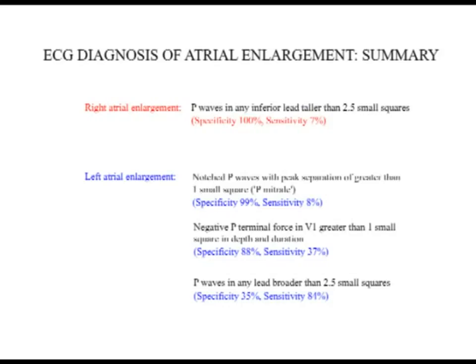This slide summarizes the ECG diagnosis of atrial enlargement. As you can see from the figures quoted here, P waves taller than 2.5 millimeters in amplitude in any of the inferior leads is a very specific finding for right atrial enlargement, and P mitrale is very specific for enlargement of the left chamber. However, you will appreciate from the poor figures for sensitivity that many patients with underlying enlargement of the chambers do not demonstrate these abnormalities on their ECG. Note also that the more sensitive ECG criteria for diagnosing left atrial enlargement are considerably less specific than P mitrale. This is an area we will discuss in more detail in the quiz section.